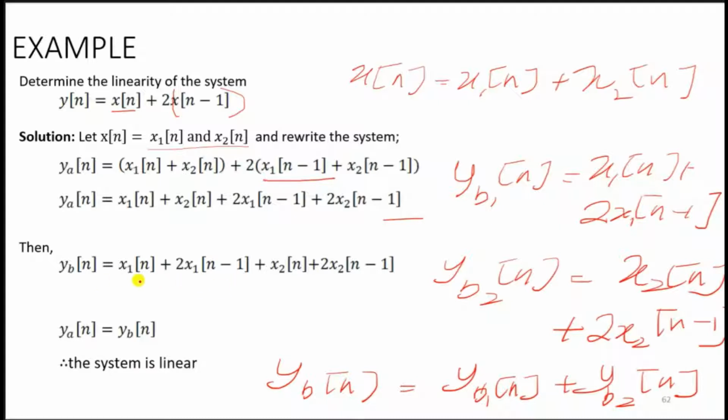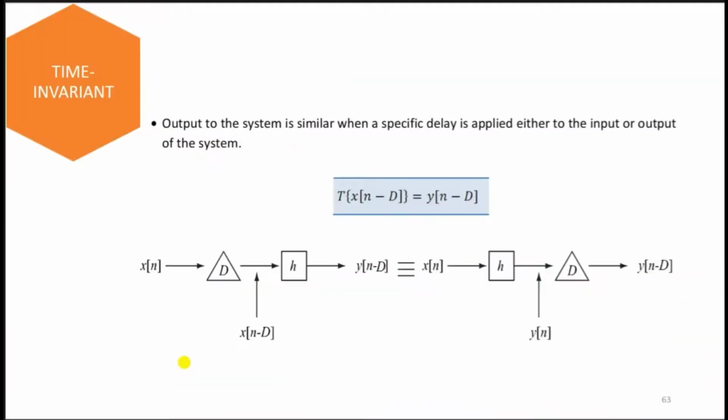Okay, so you have here y_b1[n] and y_b2[n]. Then you compare the two equations and you see that it is similar. So if it's the same, then this system is linear. Okay, right. Next, we go on to the next property, which is time invariant.